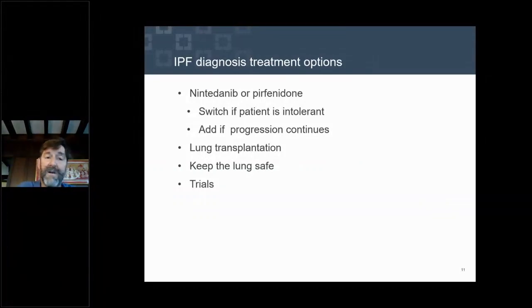Nintedanib or pirfenidone, I'll show you some data on both of those and why. Basically, I think they're pretty much equivalent. I don't think one's better than the other. I switch based on side effect profiles.